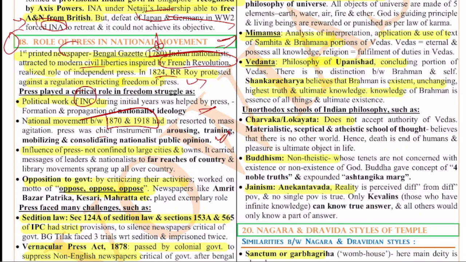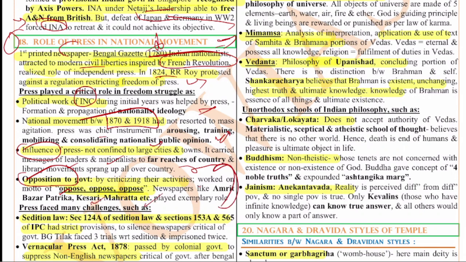So for all of these things, the press played a key role. The influence of the press is not confined to large cities or towns. It carried messages of leaders and the nationalists to the far reaches of the country, and the library movement sprang up all over the country. The opposition to the government by criticizing their activities, the work motto of oppose, oppose, oppose, all of these things were done by the press. Papers like Amrita Bazar Patrika, Kesari, Maratha all played an exemplary role.